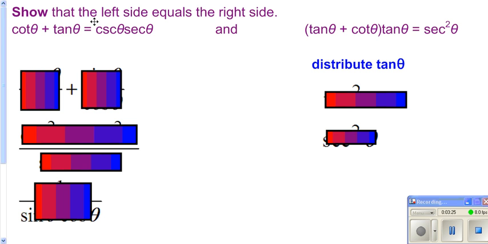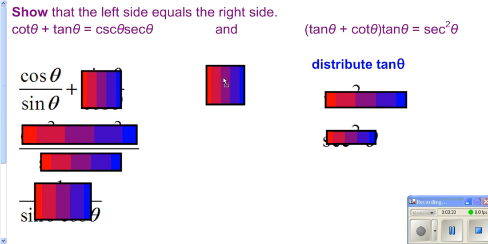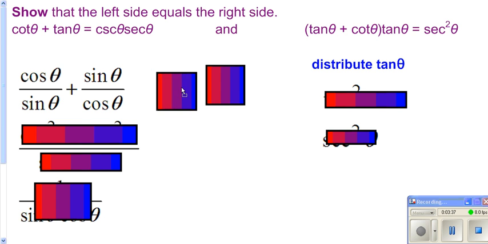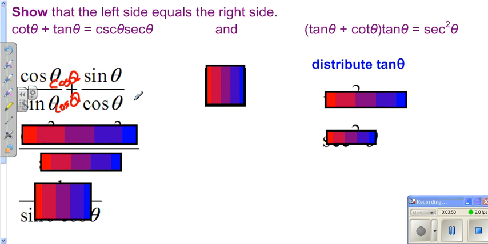We need to simplify the left side to show that it simplifies down to the right side. We have a cotangent. Cotangent's cosine over sine. Tangent is sine over cosine. Well, our common denominator is sine times cosine, so I have to multiply the top by cosine here and the bottom by cosine. I then need to go ahead and multiply the other one to get that common denominator.